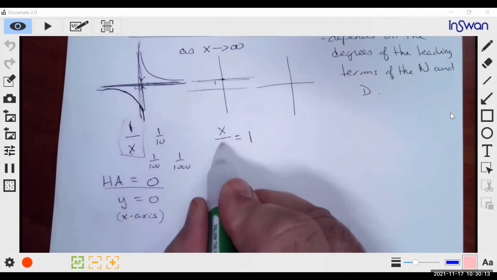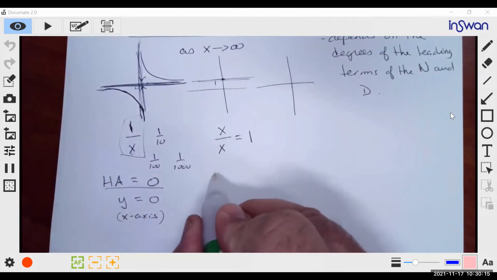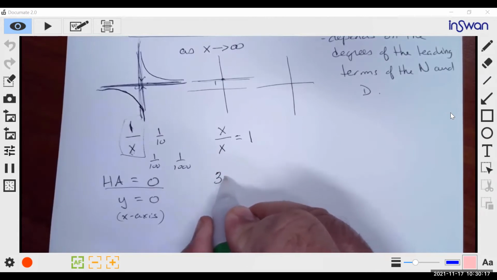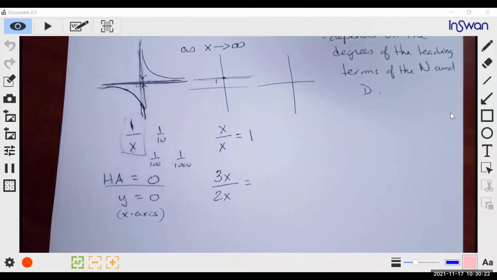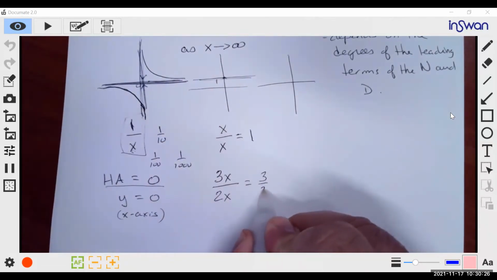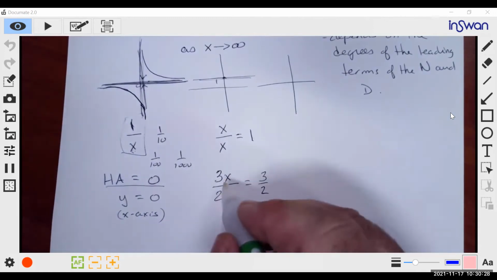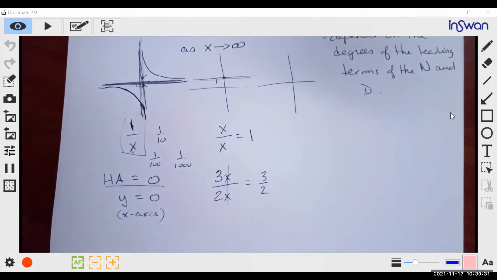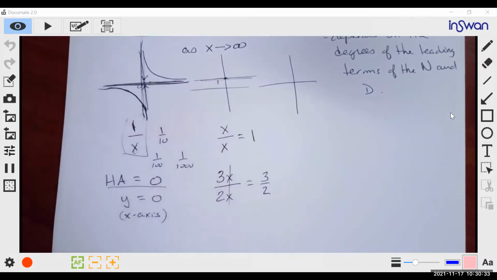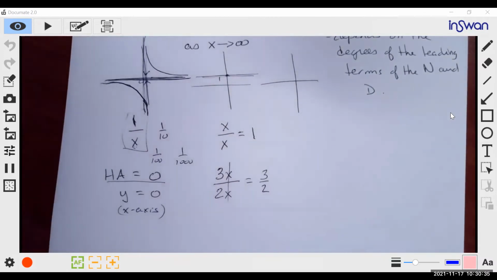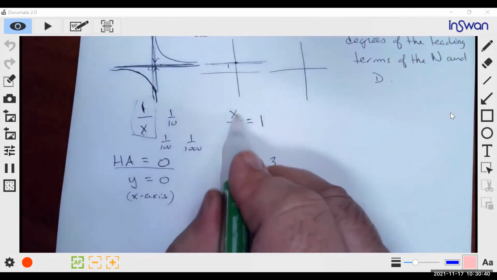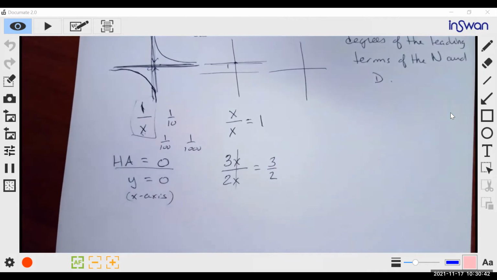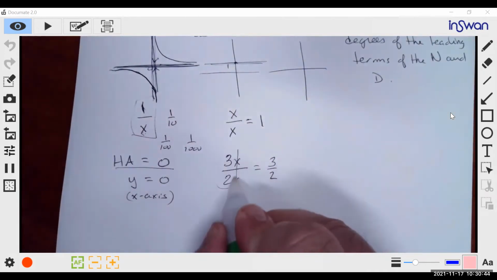So now if they're both the same, what if we had a number in front of it? Let's say 3x over 2x. What would be the answer there? 3 over 2, because the x is canceled. So if the x's are the same degree, it's just whatever's in front of it.